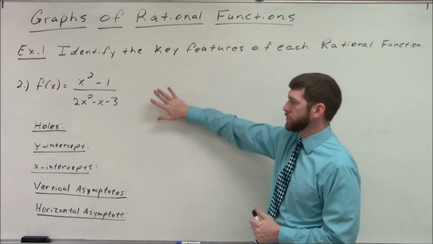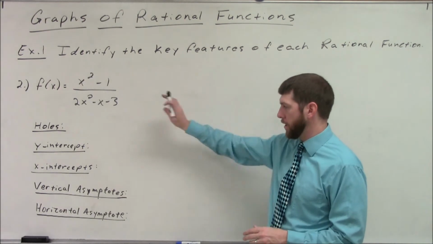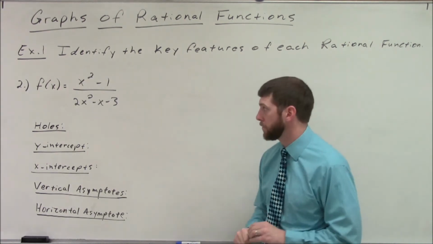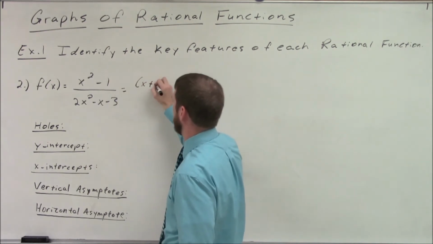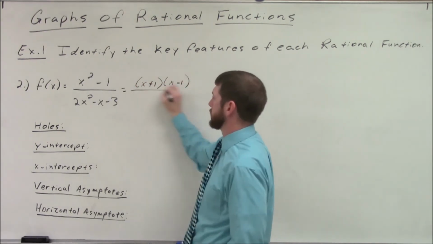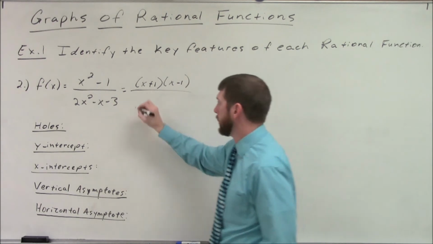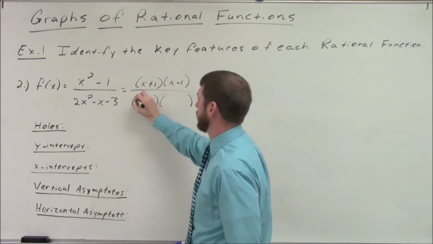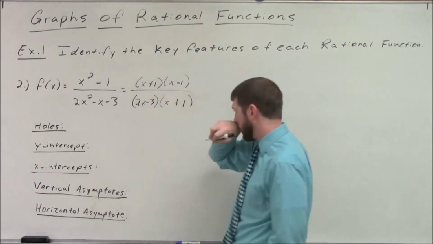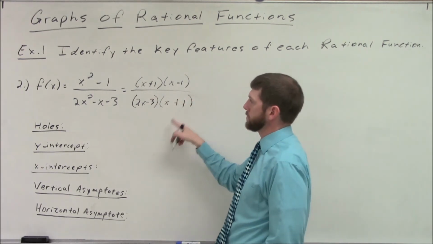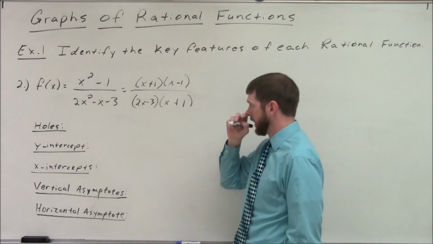Okay, hopefully you were able to get a graph. Let's put all this together and see if it matches what you came up with. First thing we're going to do is simplify our rational expression. So we'll factor the numerator, difference of two squares, x plus 1, x minus 1. Factor our denominator. So that's 2x and x. That's going to be minus 3 and plus 1. Right? Negative 3x plus 2x is negative 1x.